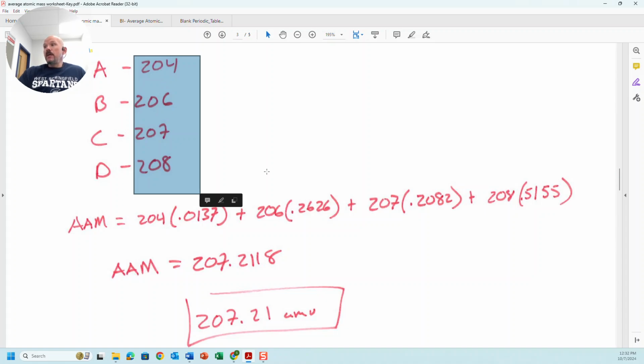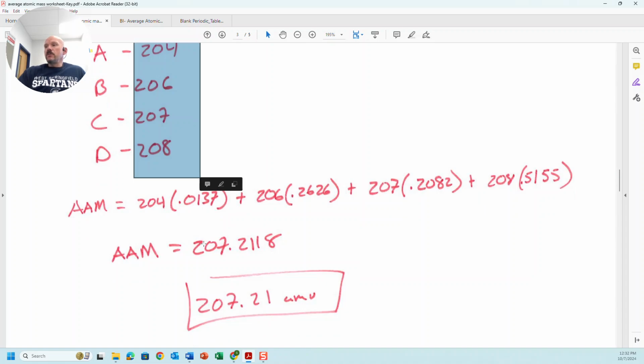And it's probably going to be leaning a little bit more towards 208 than it is to 204, because 204 isn't that much abundant, but 208 is, almost 52% abundant. So the most abundant isotope is 208. So the weighted average is going to be closer to the heavier isotopes than it is to the lighter isotopes.